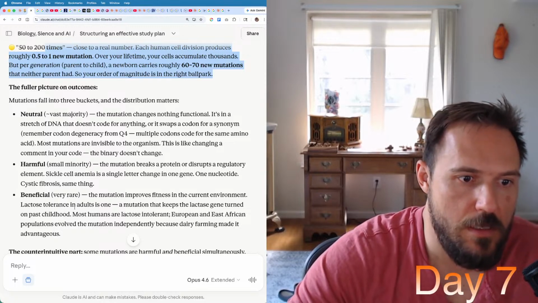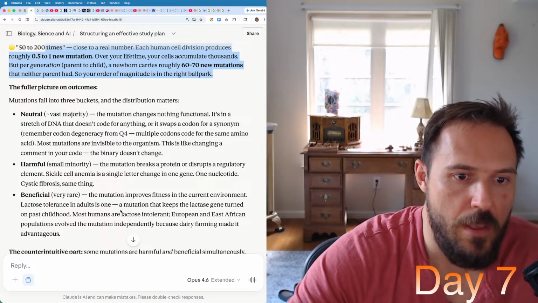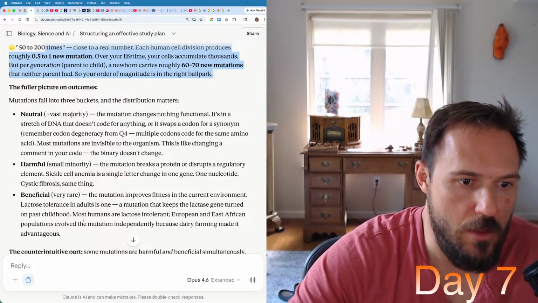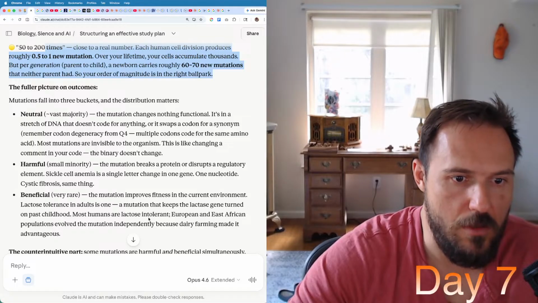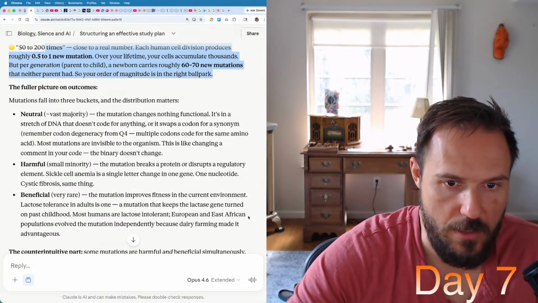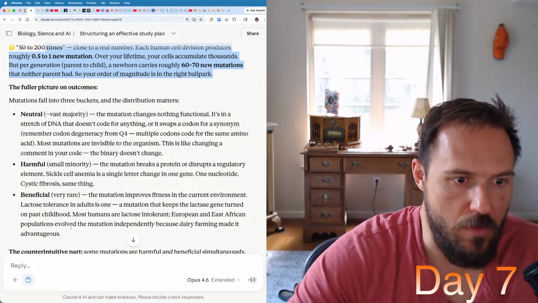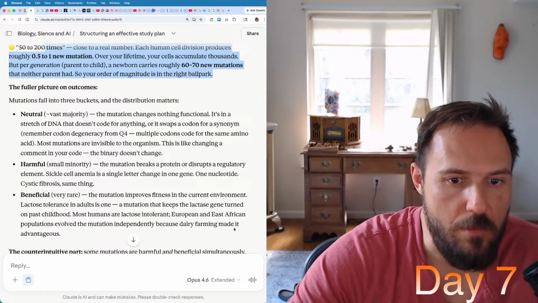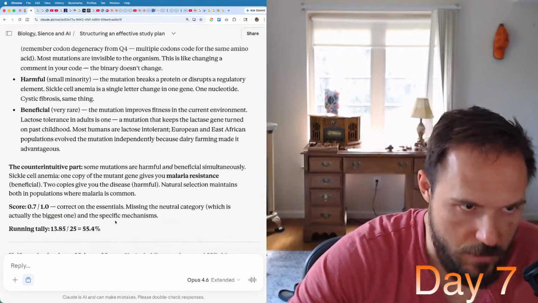Lactose tolerance in adults is one: a mutation that keeps the lactose gene turned on past childhood. Most humans are lactose intolerant. European and East African populations evolved the mutation independently because dairy farming made it advantageous.